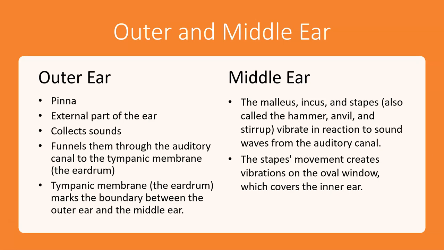The middle ear is made up of these physical structures. They're tiny little bones, the malleus, incus, and stapes, which are also called hammer, anvil, and stirrup because that's kind of what they resemble. They vibrate in reaction to sound waves that come in through the auditory canal. The stapes movement creates these vibrations literally on the oval window that covers the inner ear.